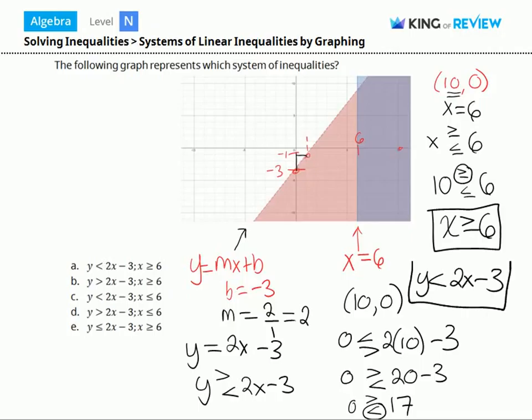So here are the two inequalities. x is greater than or equal to 6, and y is less than 2x minus 3.